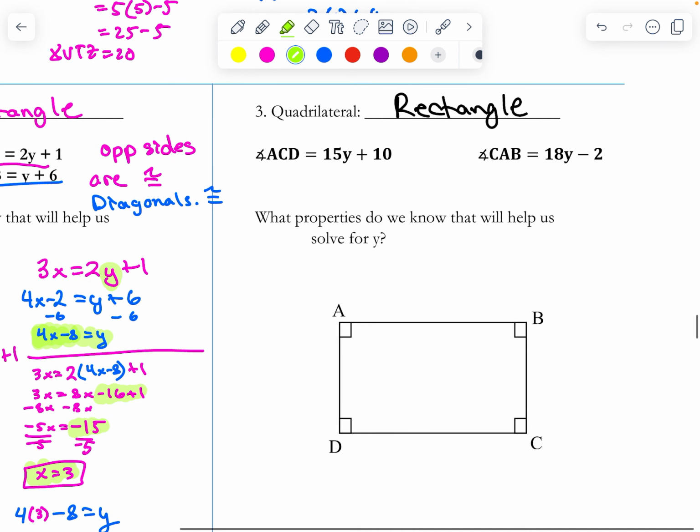All right, now let's take a look here. I know that this has to be a rectangle. Why? We got 90 degrees, right? Since these are 90 degrees, I know that these are parallel, but that's all I know. I don't know anything about the sides. Opposite sides can be congruent, but we can't say that all sides are congruent. So the farthest we could go here is that this is a rectangle.